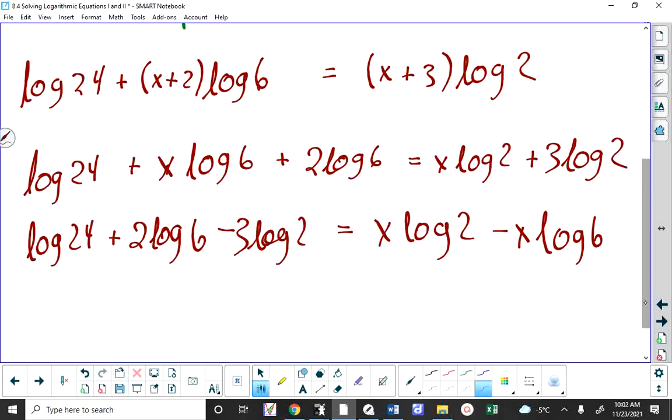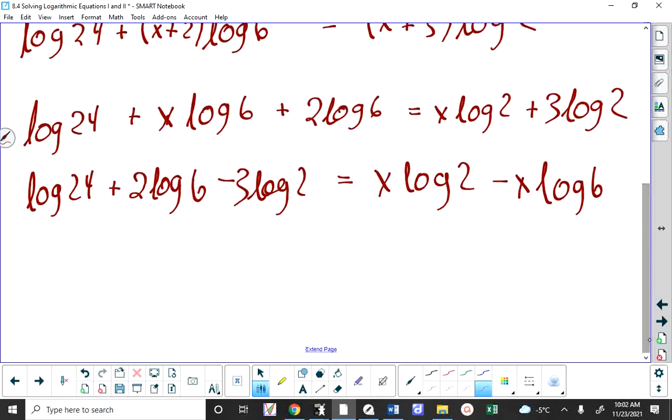Double check every single term. I think it's okay. Again, remember what I've told you: as the algebra gets more difficult in high school math, every step is two steps. Every step you do, you double check, or you do a few steps and then you double check your work. I can factor the x out of the right-hand side and have log 2 minus log 6.